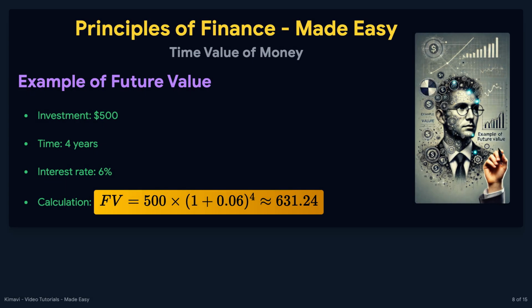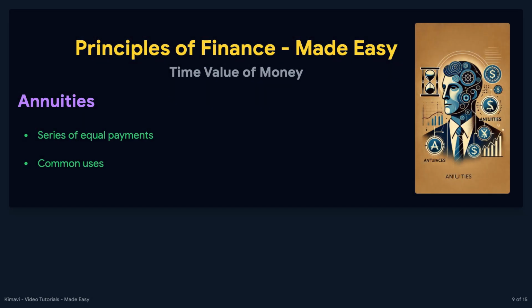If you invest $500 today at an annual interest rate of 6% for 4 years, the future value is calculated as follows. FV equals 500 times (1 plus 0.06) raised to the power of 4, which is approximately $631.24.